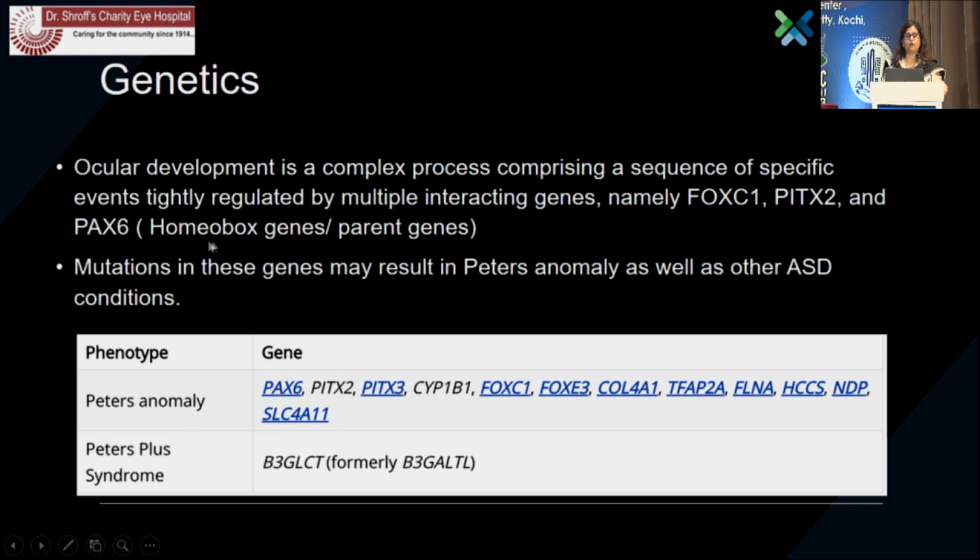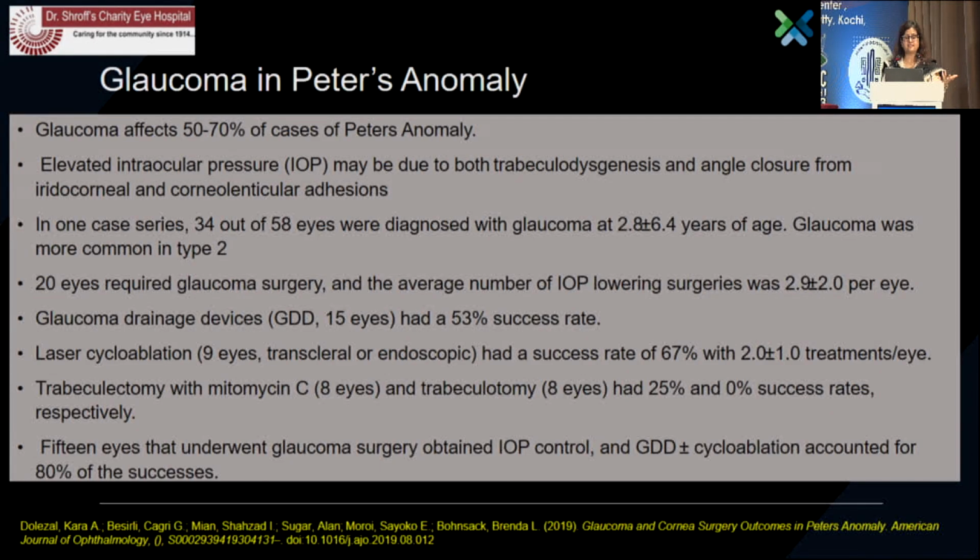So these are called homeobox genes, and these are the parent genes which are responsible for formation of the anterior segment structures. So if something is abnormal in these genes, then the entire anterior segment gets dysgenetic. Glaucoma doesn't happen in all the patients in Peters anomaly.